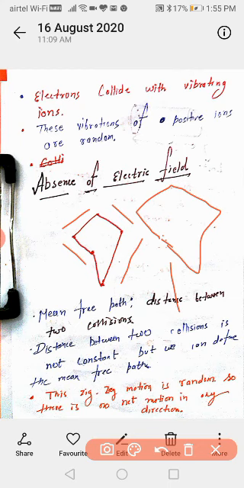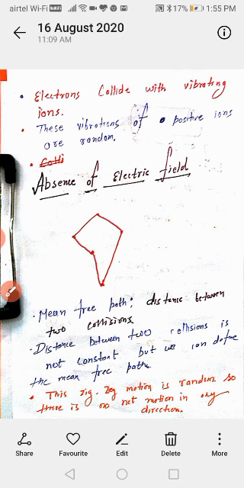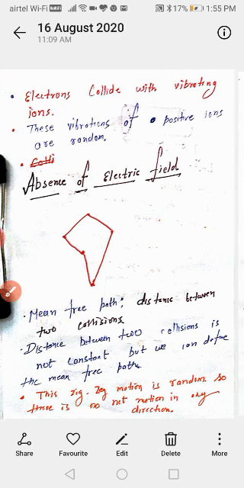So the last point is the bottom line. Whenever there is no field, electrons are moving, but they are moving randomly, and the probability of returning back to the original position from where the electron had started is very high. So here we are discussing the absence of electric field. In the next slide we will discuss the presence of electric field.